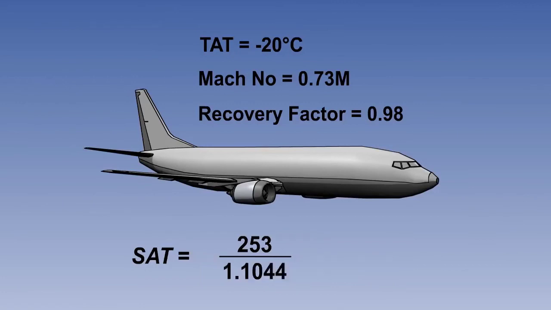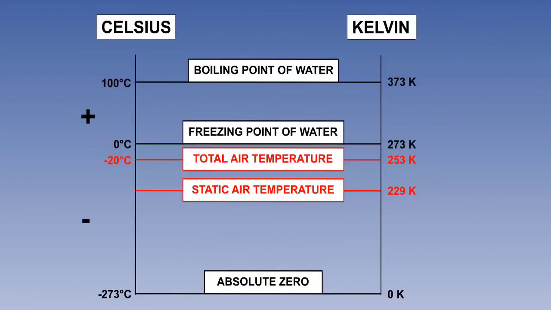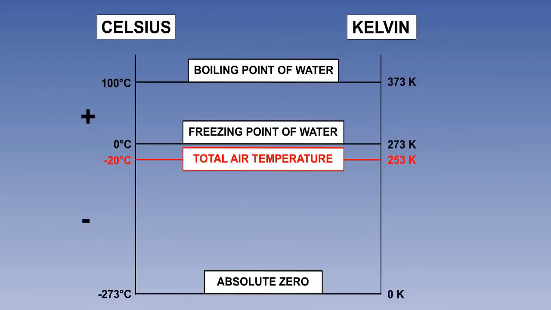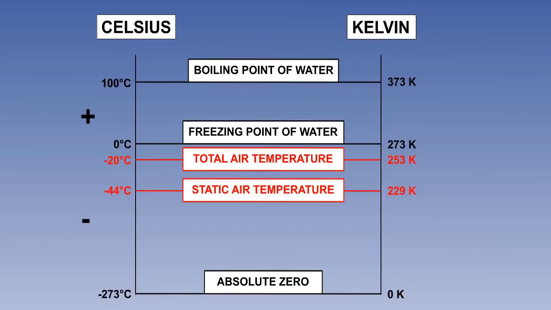If you get your calculator out and do the sums, you'll find that this works out as 253 divided by 1.1044, which is 229. So the static air temperature is 229 kelvins, or degrees absolute. This is the same as minus 44 degrees Celsius. So we have used this formula to go from a total air temperature of minus 20 to a static air temperature of minus 44.